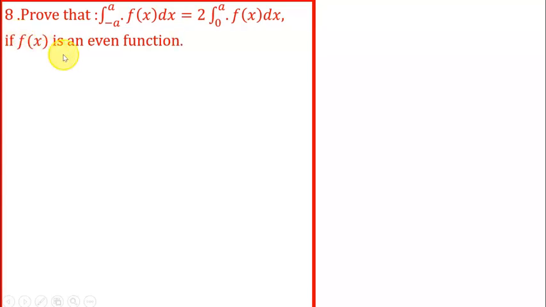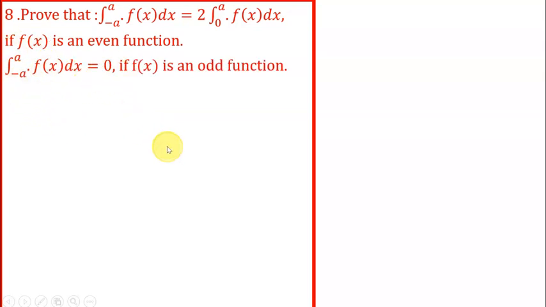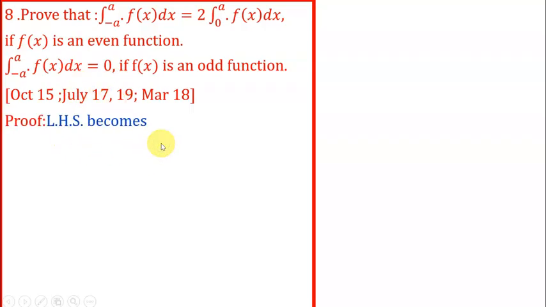Question number 8. Prove that the integral from minus a to plus a of f(x) dx is equal to 2 times the integral from 0 to a of f(x) dx if f(x) is an even function, and the integral from minus a to plus a of f(x) dx is equal to 0 if f(x) is an odd function. This example was asked in the October 15, July 17, 19, March 18 examinations. Now we'll prove this first.